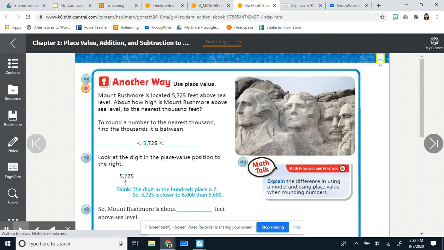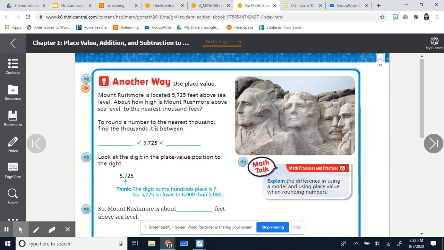So I'm going to page 24. This is Mount Rushmore, by the way. We can also use place value, which to me is probably the faster way to round a number. Mount Rushmore is located 5,725 feet above sea level. So again, you want to circle your number. About how high is Mount Rushmore above sea level? Okay, meant to underline. I wanted you to circle the word about. So if you see the word about, that means you're going to be rounding something.